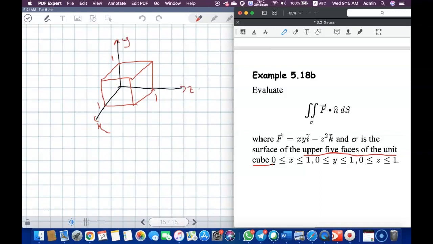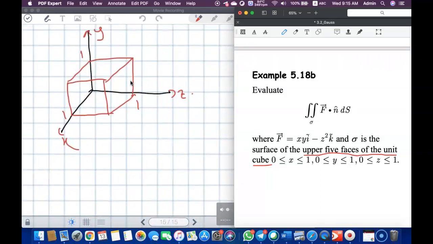Okay, upper 5 faces. So we know that for a cube to be a solid, this is a closed surface, right? But they are not asking for the whole surface, which is 6. If that, you can use the Gauss theorem, but this one you cannot use Gauss theorem because you don't have a solid. You only have the surface, all of the surface except the surface down here. Upper 5 faces, so except this plane.